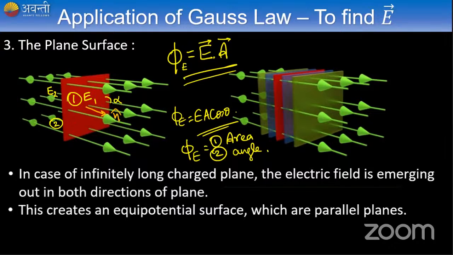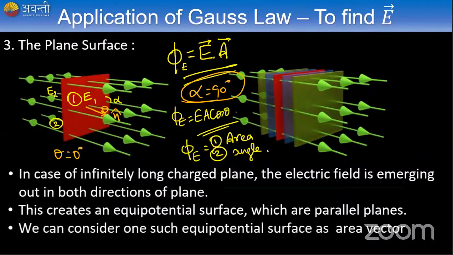So there is an angle alpha and there is an angle theta, right? Now this angle theta for equipotential surface is 0 degree, but my alpha is 90 degree. Guys, you remember? More the alpha, more will be the number of electric field lines, more will be the flux. Less the theta, more will be the flux. I hope you remember this. So we can consider one such equipotential surface as my closed surface.